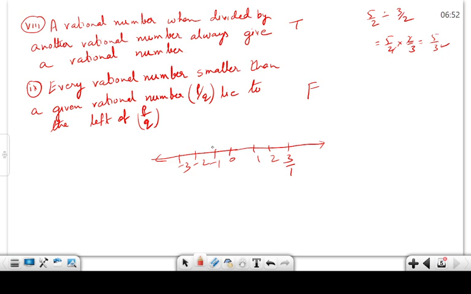No, that is not correct, because up to here it is correct, but when it is minus 1, you see here negative numbers. Every rational number smaller than a given rational number p by q lies to the left of p by q. That is true for positive numbers, but for negative numbers it is not true. Therefore this is false. If we take the numbers minus 1 by 1, minus 2 by 1 and minus 3 by 1, you see here minus 2 is greater than minus 3. That is not correct, it is false.